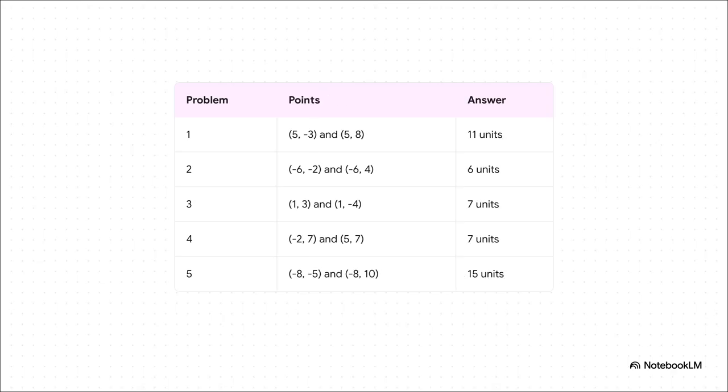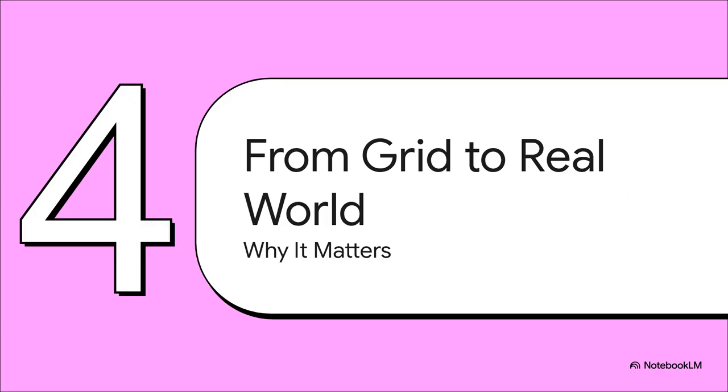So, how'd you do? Let's check them out. The answers are 11, 6, 7, another 7, and 15. That first one's a good example, right? 8 minus a -3 becomes 8 plus 3, which is 11. If you got all of these right, then congratulations, you are officially fluent in the grid's secret language. Seriously, nice work. So, okay, this is a neat math trick, but you might be wondering, why does this actually matter?